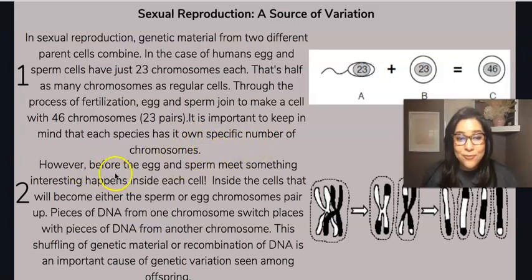However, before the egg and sperm meet, something interesting happens inside each cell. Inside the cells that will become either the sperm or egg, chromosomes pair up. Pieces of DNA from one chromosome switch places with pieces of DNA from another chromosome. This shuffling of genetic material or recombination of DNA is an important cause of genetic variation seen among offspring.